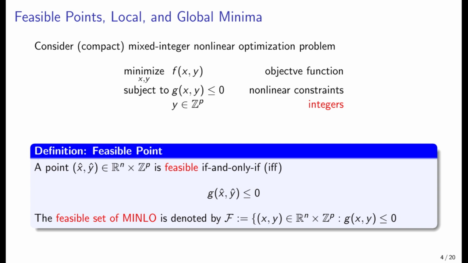So we're back at our favorite optimization problem that has an objective function and nonlinear constraints. Here's a little definition that says a feasible point is a point that is both integer, so notice that y hat is an integer point, and it's feasible if and only if it also satisfies the nonlinear constraints. Very straightforward definition. And then the feasible set of the mixed integer nonlinear optimization problem would be the set of all points that are continuous and integer that satisfy my constraints.